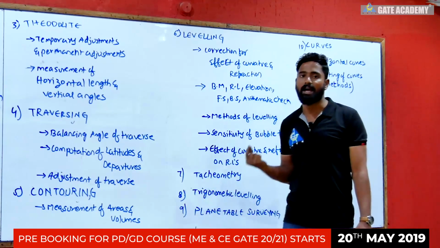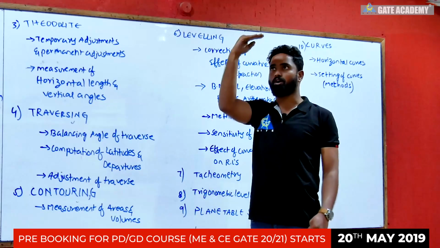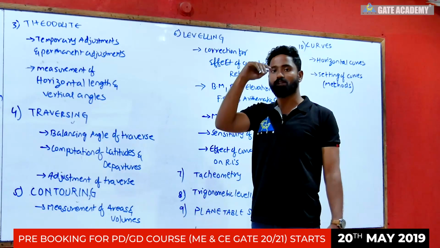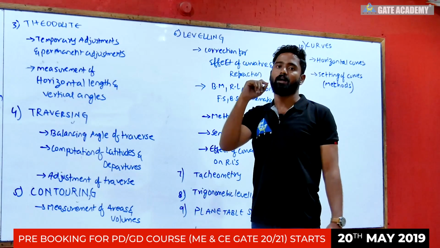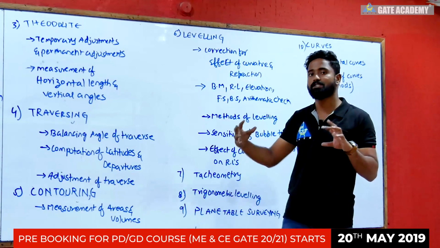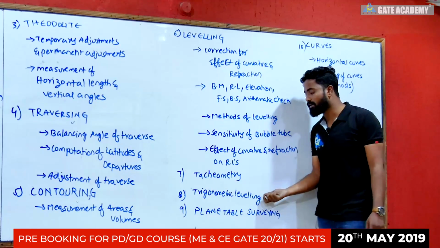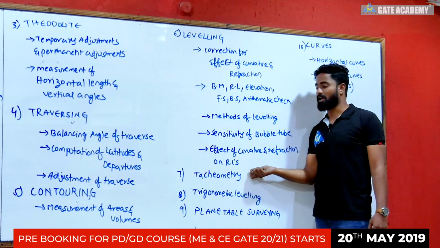Here you will see the stadia hair. There will be 3 hairs in this: middle hair, top hair, bottom hair. Based on this, you will get the 3 angles, and based on that you can exactly measure the horizontal distances, elevations and all those things. And trigonometrical leveling is totally based on tachyometer.